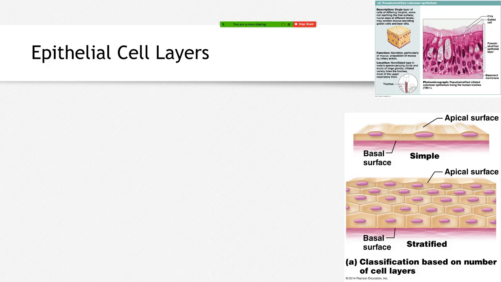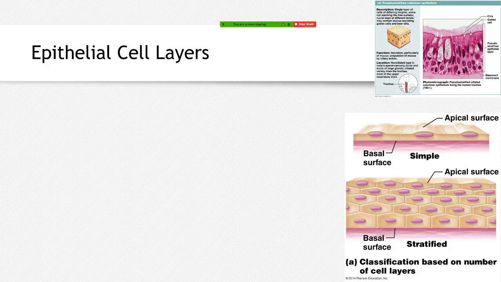So we just finished talking about some of the structures within epithelial tissue, and just to review, we have four types of tissues, right? We have epithelial tissue, connective tissue, muscle tissue, and nervous tissue, and we're still talking about epithelial tissues for right now. So there's different ways to categorize epithelial tissue.